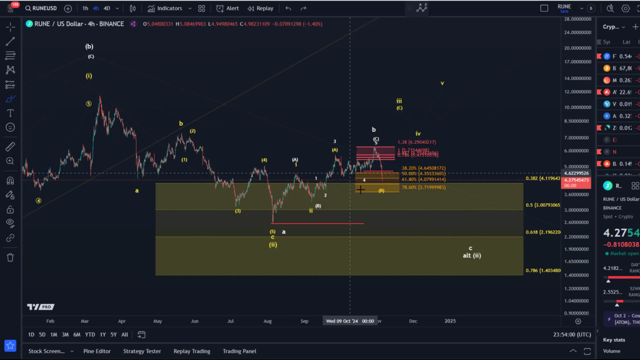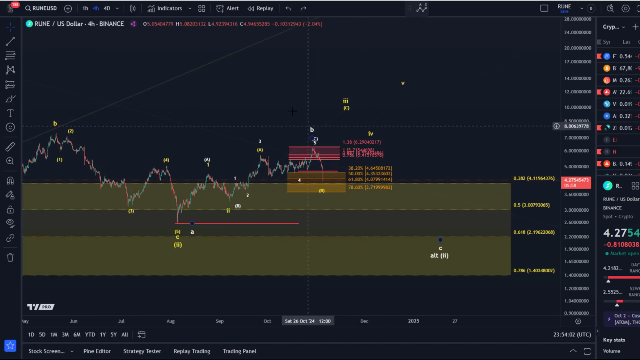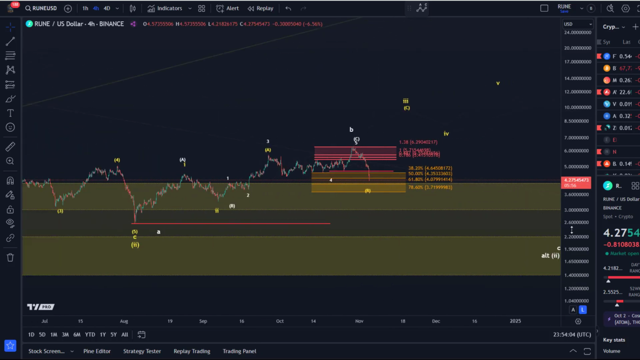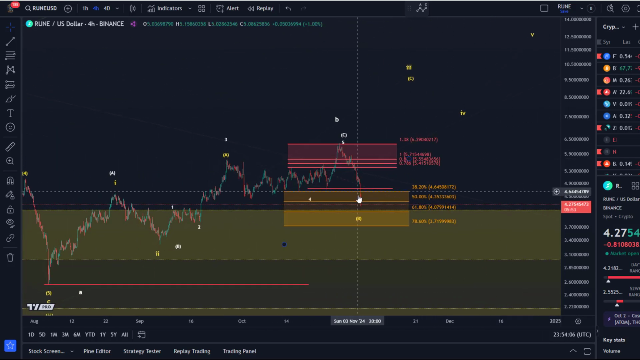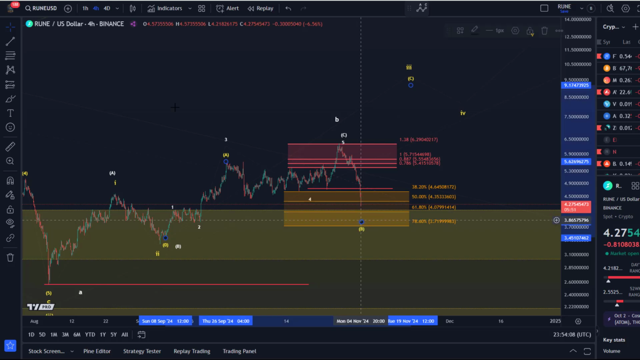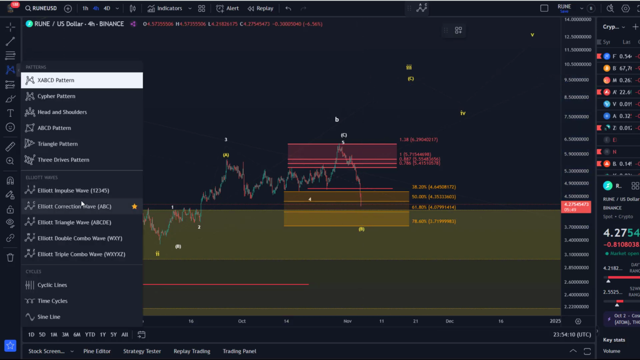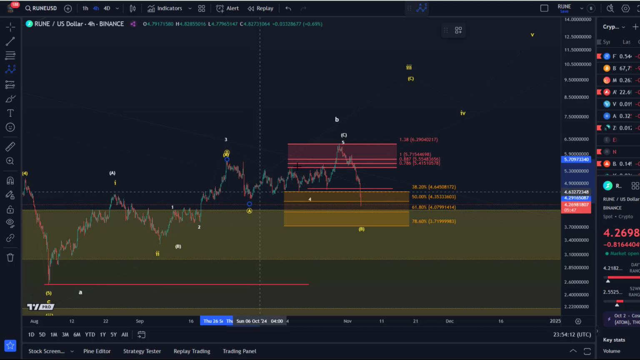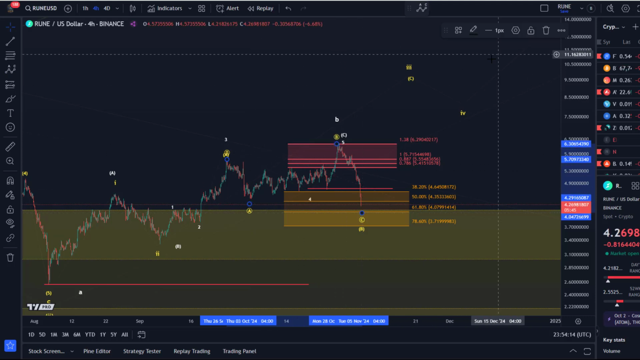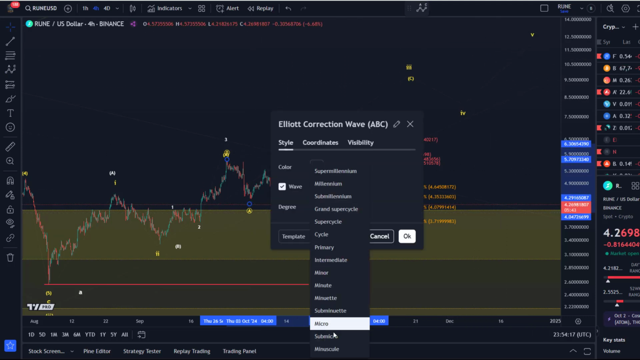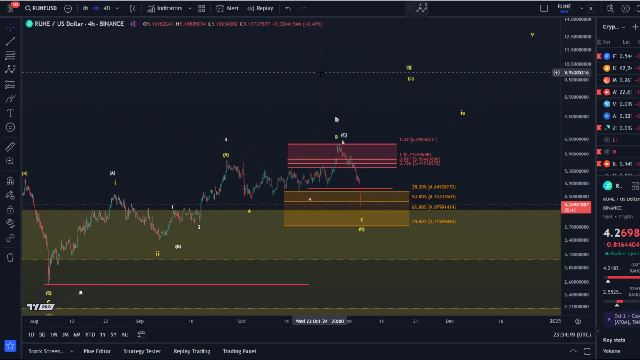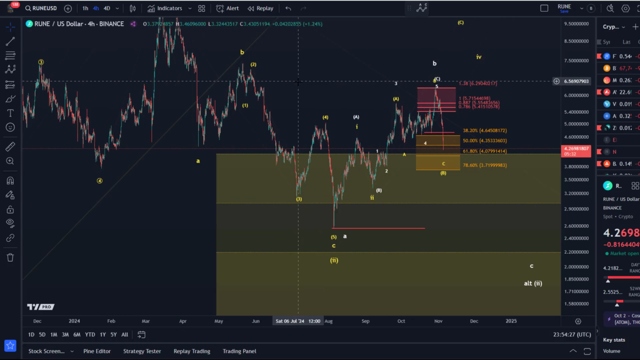The problem is the pullback looks very impulsive. Now, that's not necessarily a problem as such, because the B wave is an ABC structure. Let me put that onto the chart. A wave down, B wave up, C wave down. And the C wave can be an impulse, but considering how far it's sold off, and that I'm considering that the Bitcoin sell-off has only just begun, I think actually the white scenario is very, very likely.